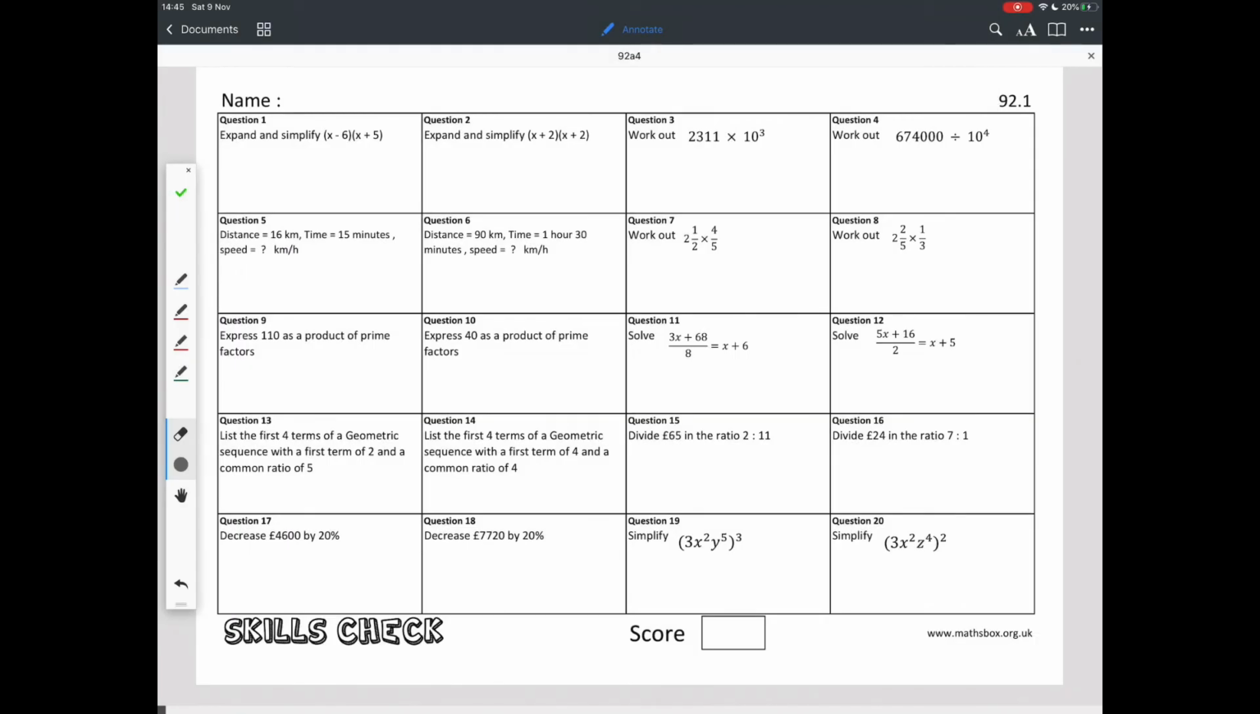Hello Year 9. As promised, I'm going to go through the weekly skills homework booklet. I'm going to go through 1 week so you can see the skills that are needed.